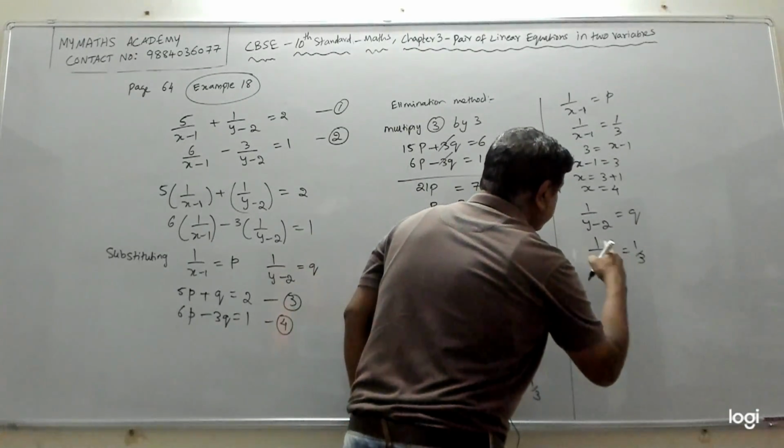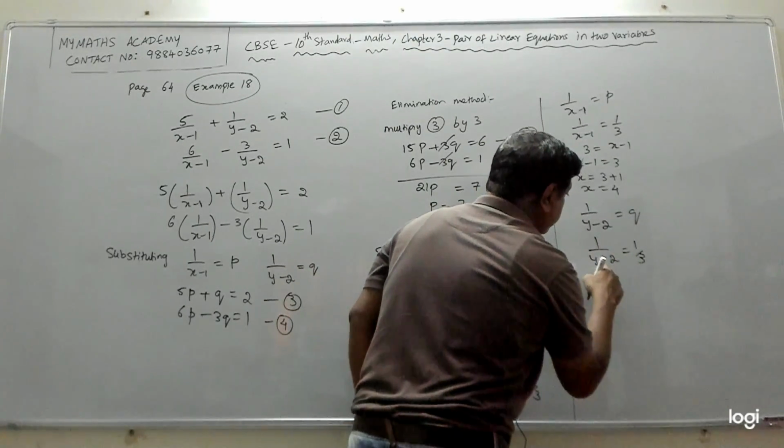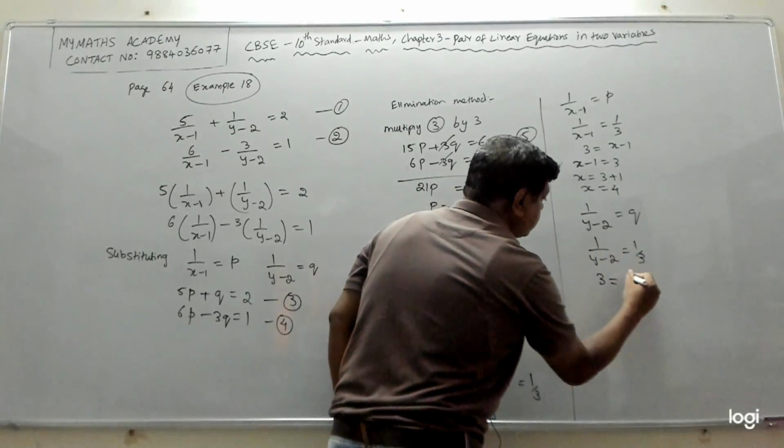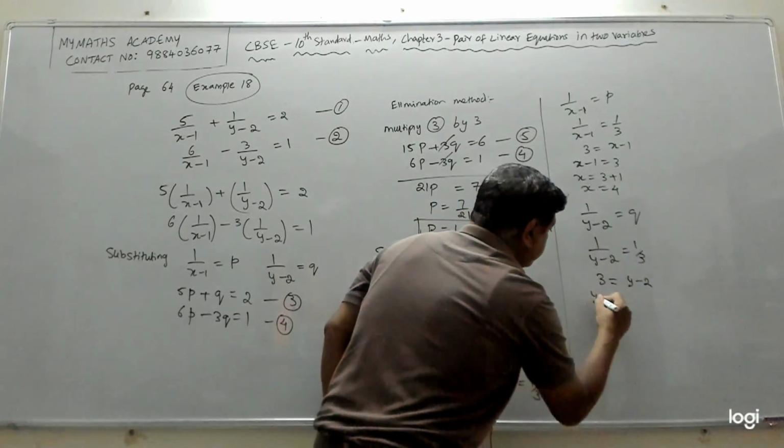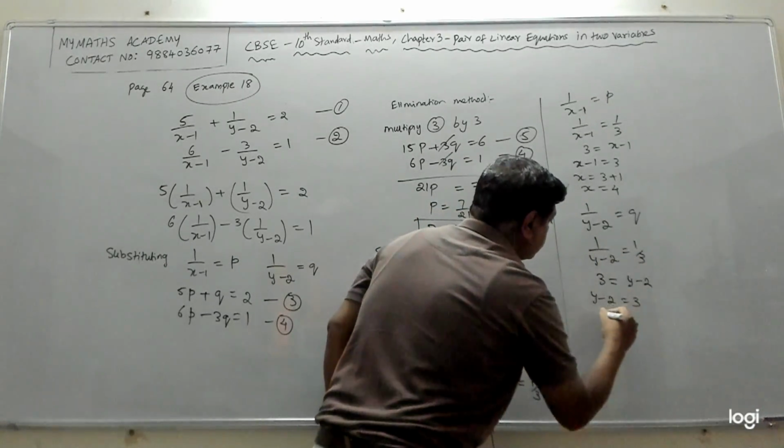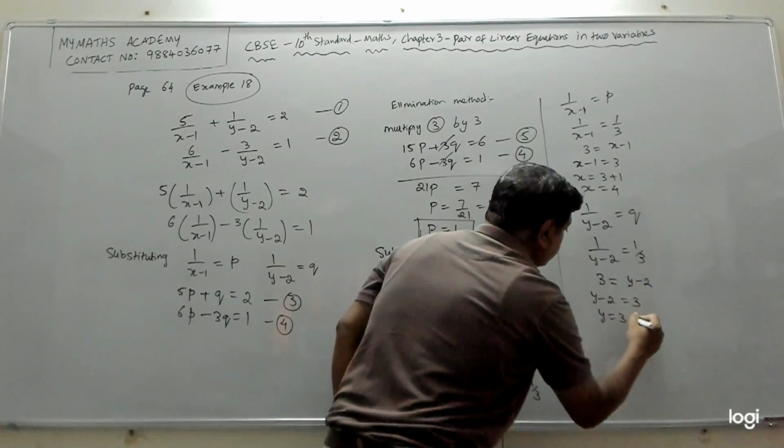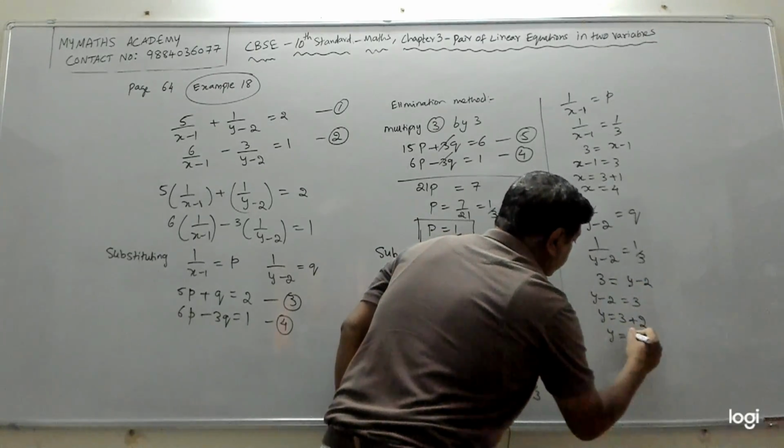Cross multiply. 3 into 1 is 3 equal to y minus 2 into 1, which is y minus 2. Then write y minus 2 equal to 3, interchange. Then y is equal to 3, minus 2 goes here, it will become plus 2. So y is equal to 5.